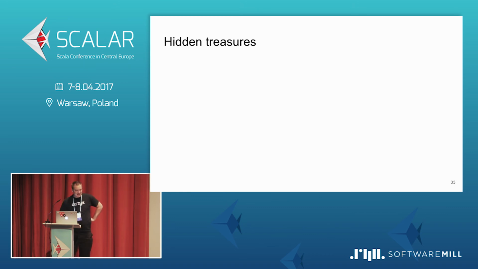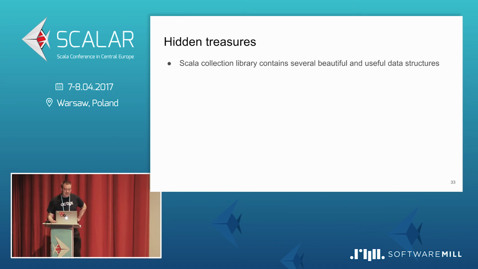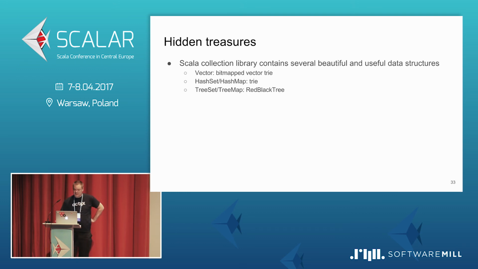So, as an example of what's not very good today, the Scala collection library. Many people hate it, many people complain about it all the time, but it contains quite a few very nice data structures. There is a bitmap vector tree underlying vector. There is a tree, a binary tree underlying hashset and hashmap. And there's a good implementation of a red-black tree underlying treeset and treemap.